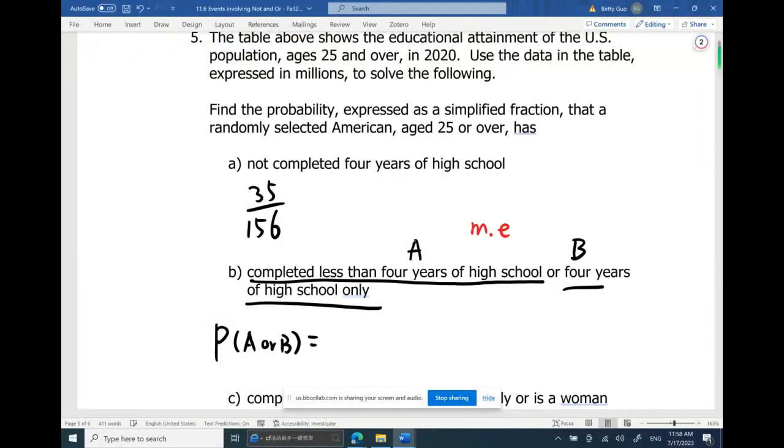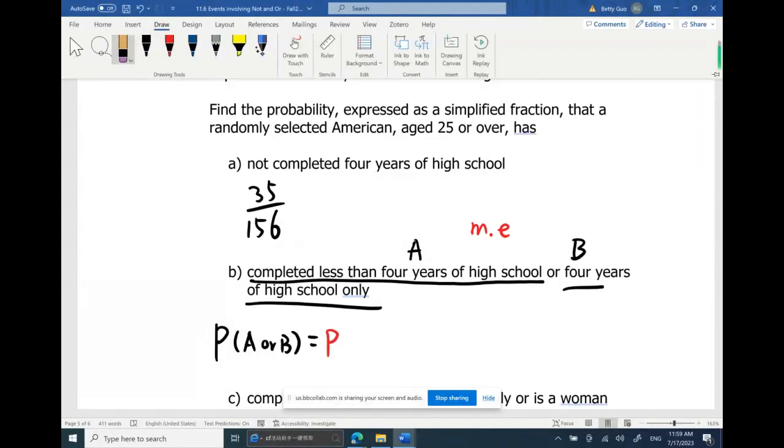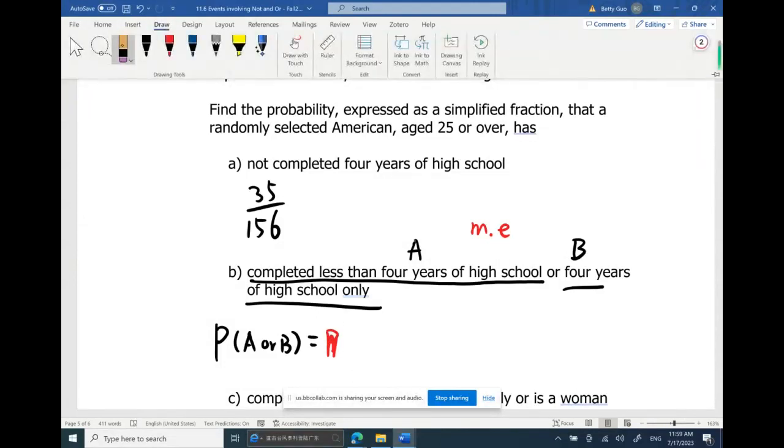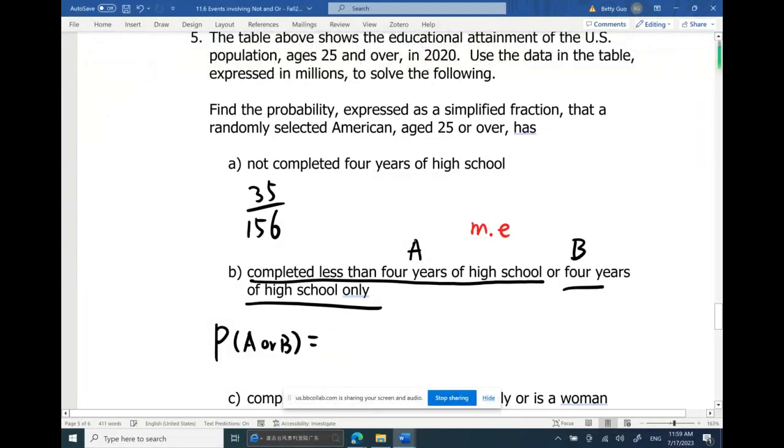This is mutually exclusive, because if a person finished 4-year high school, then it's not going to be A. If the person has not finished 4-year high school yet, then it's not going to be B. A and B are not possible to occur at the same time, so they are mutually exclusive. Since A and B are mutually exclusive, P of A or B would be equal to P of A plus P of B.